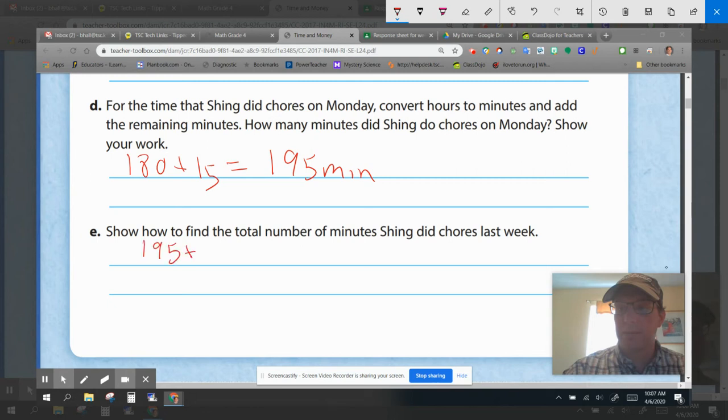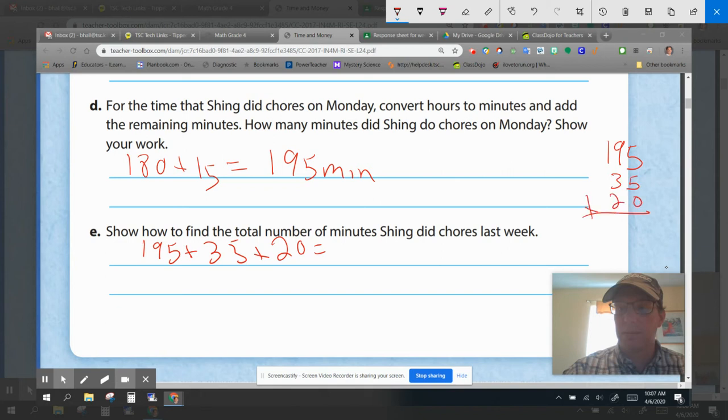Then we need to add 35 minutes, I'm looking off my book here, 35 minutes was Wednesday. And then 20 minutes on Saturday. Obviously, if I'm going to add this, I always put it vertical. If you want to try it horizontal, if that makes sense to you, go for it. I would not recommend it. I would line up my place values.